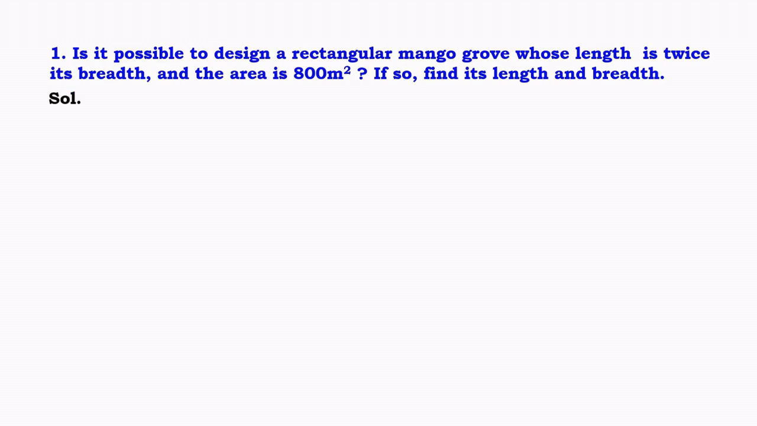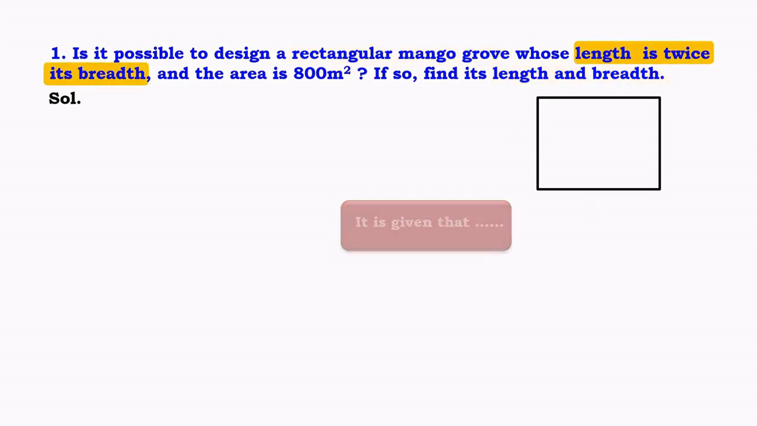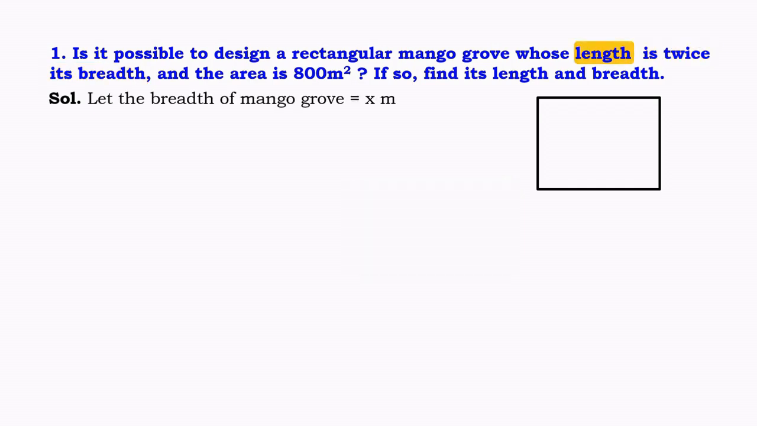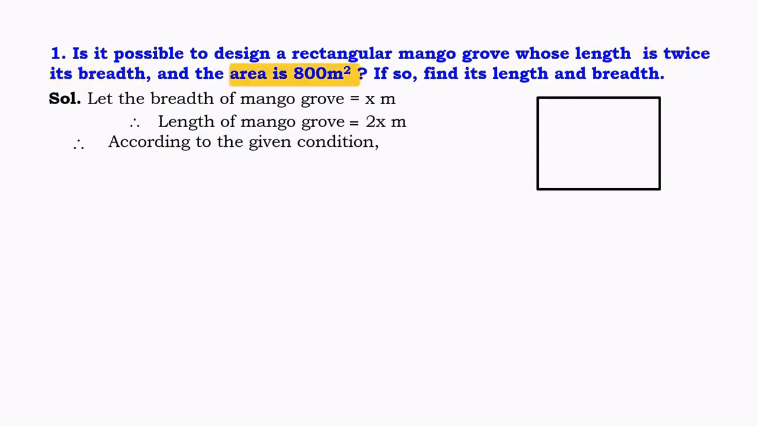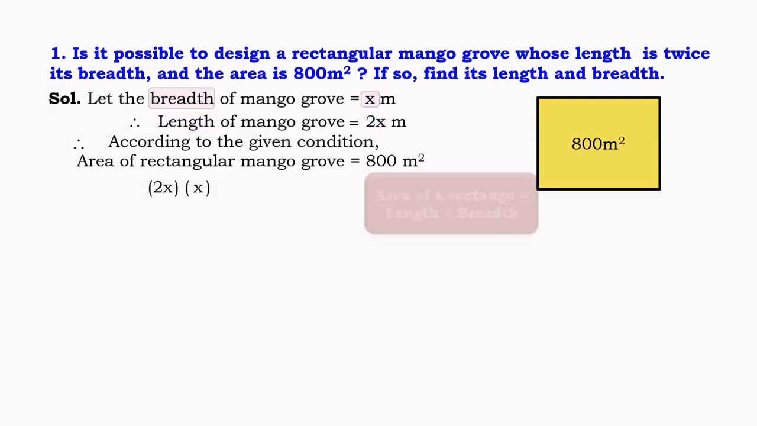Now let us solve the problem step by step. We are given that the length of the rectangular mango grove is twice its breadth and its area is 800 square meters. Let the breadth of the mango grove be x meters. Since the length is twice the breadth, the length will be 2x meters. We know that the area of a rectangle is equal to length multiplied by breadth. Substituting the given values, we get area equals 2x multiplied by x. Since the area is 800 square meters, we can write 2x squared equals 800.